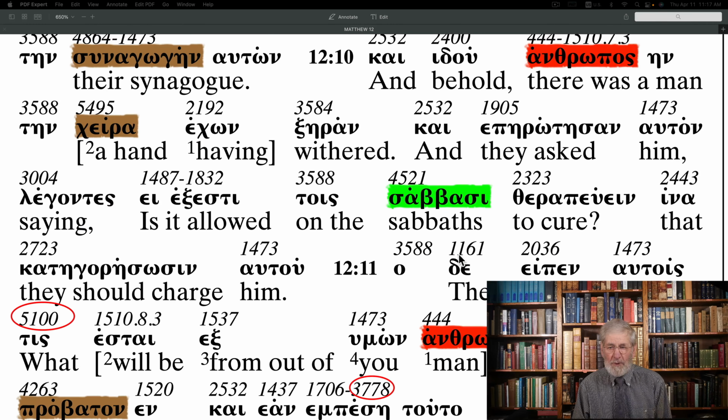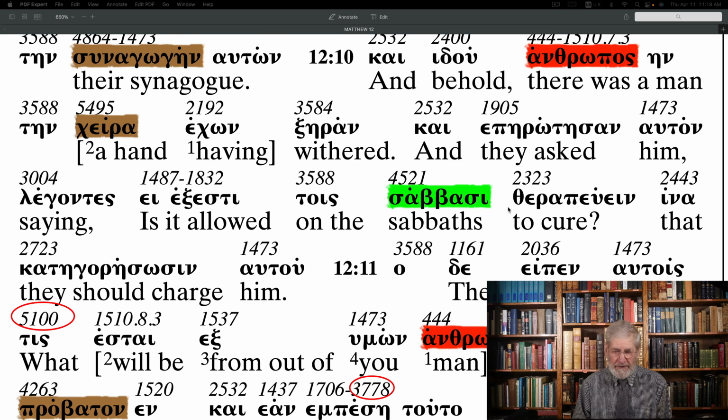Kai epērōtēsan auton legontes, and they asked him, saying, Ei exestin tois sabbasin therapeuein? Is it allowed on the Sabbaths to cure? Now, we went through the Sabbaths, I think, the last video, and you can see more about that if you want to go there. So somebody is asking him, more than one person apparently, if it's allowed to cure on the Sabbath. Now, therapeuein, we have therapeutics, comes from that word, 2323.